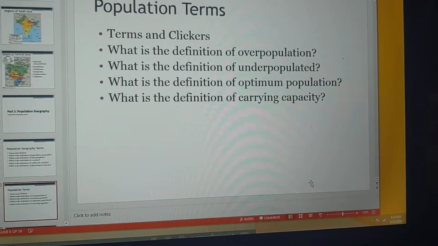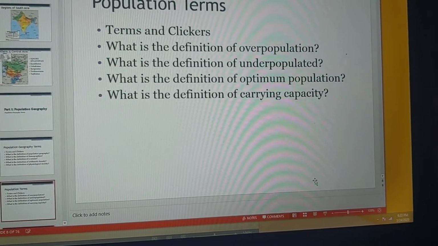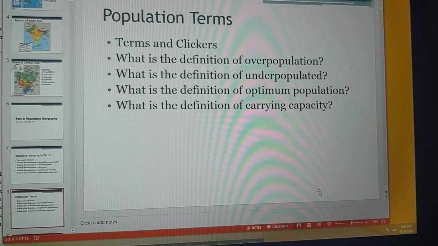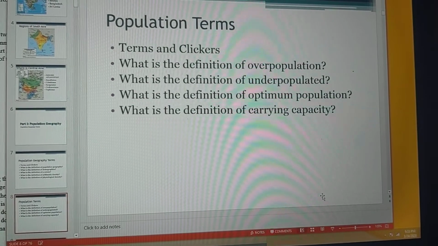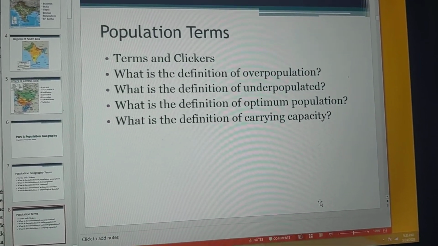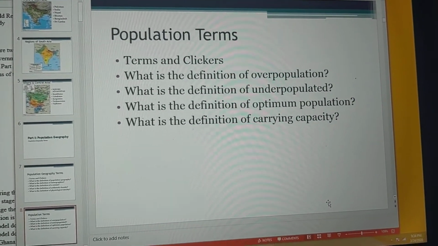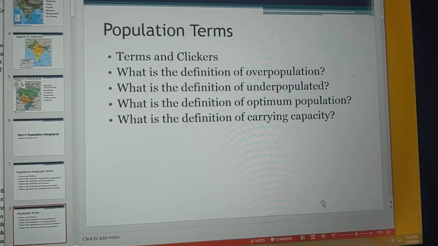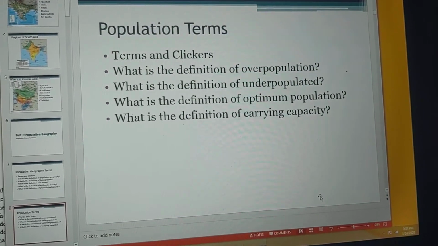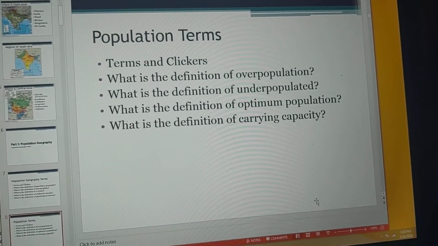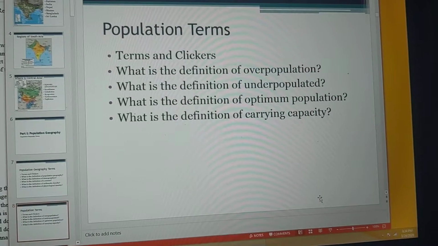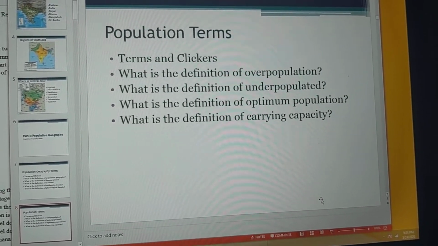Now, very simple terms here. Overpopulation means you have too many people and not enough resources to go around. Underpopulation means that you don't have enough people living in an area in order to improve the quality of life. So it means that you have the resources there, but you don't have enough people there to improve the quality of life. That's what underpopulation means.